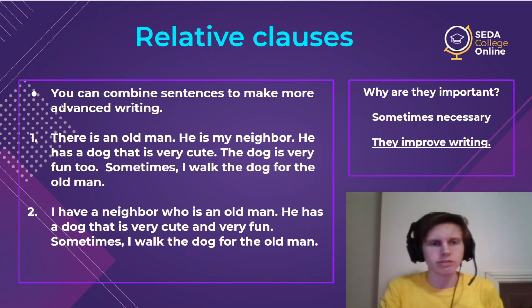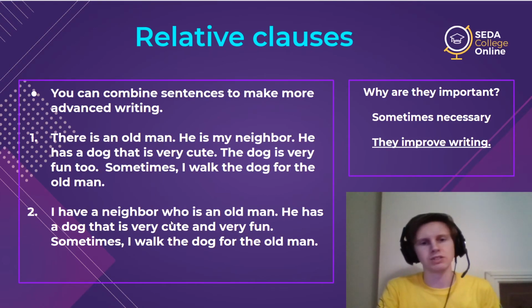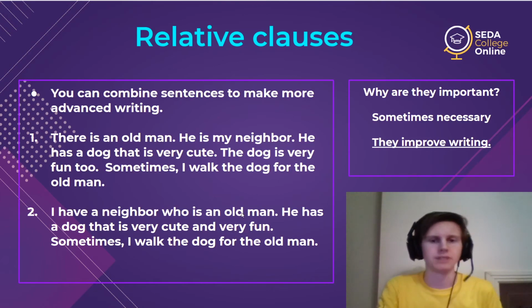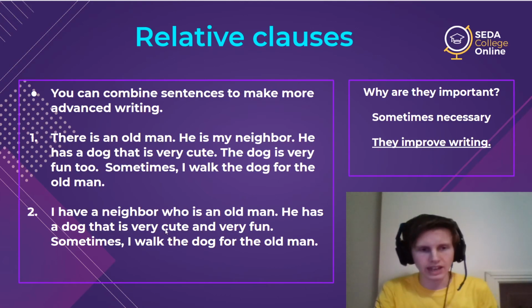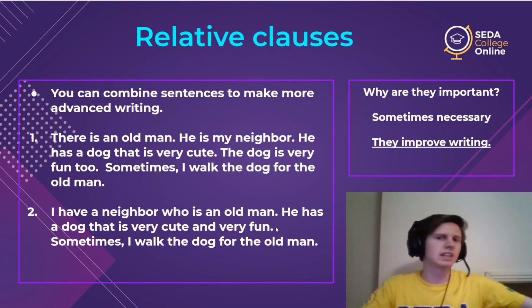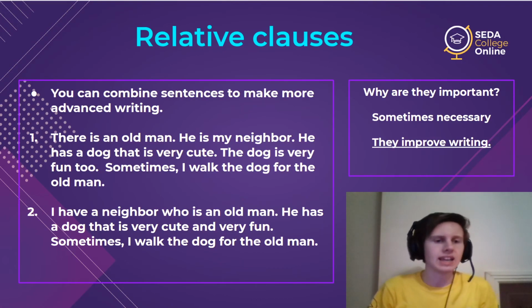So I've taken the first two sentences, there is an old man, he is my neighbor, and I've connected them together with the relative clause who. I have a neighbor who is an old man. And now again, the next two sentences, he has a dog that is very cute, the dog is very fun. I've connected them because it's the same idea, the same sentence. So I can connect it. Why say two sentences when I can use one? He has a dog that is very cute and very fun.